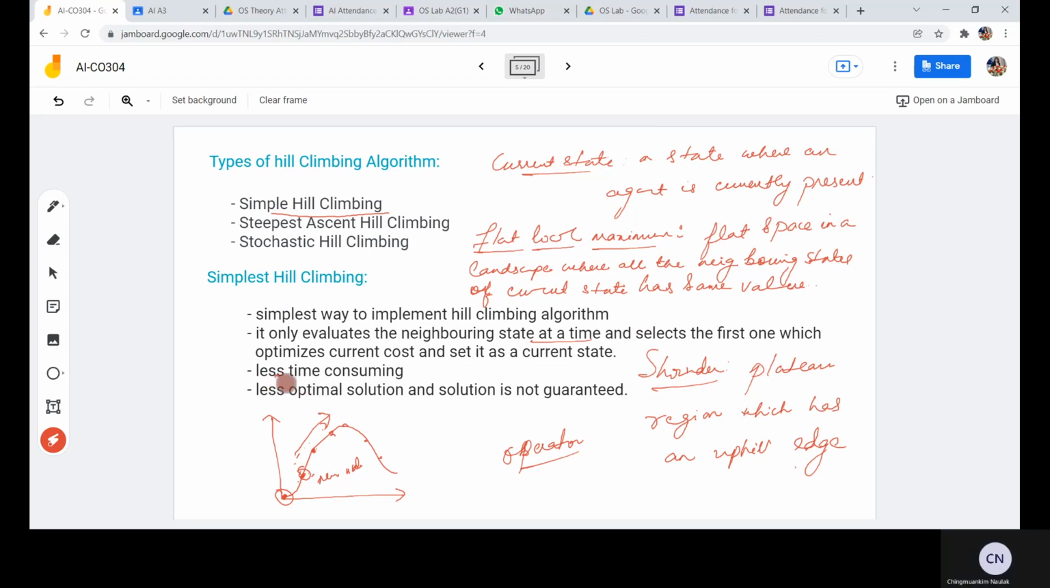Because it considers only one neighboring state at a time, it is less optimal and the solution is also not guaranteed. It is also less time consuming.